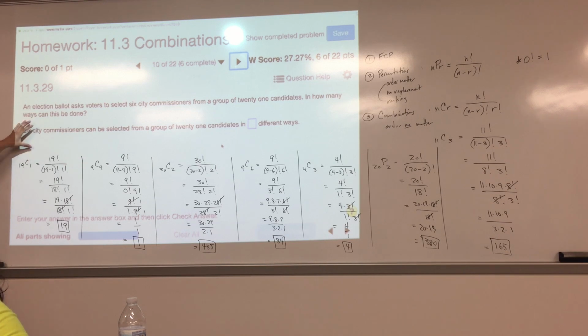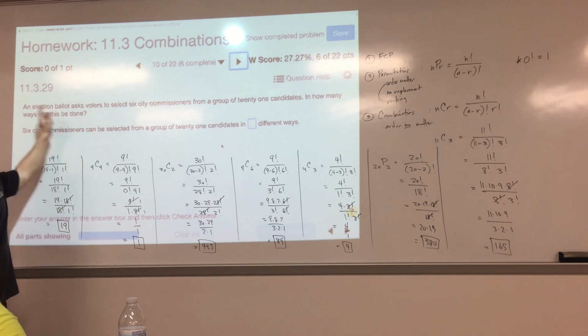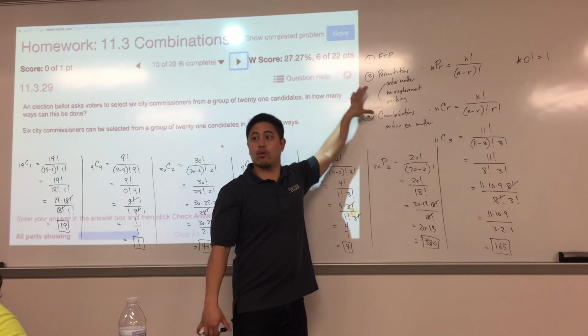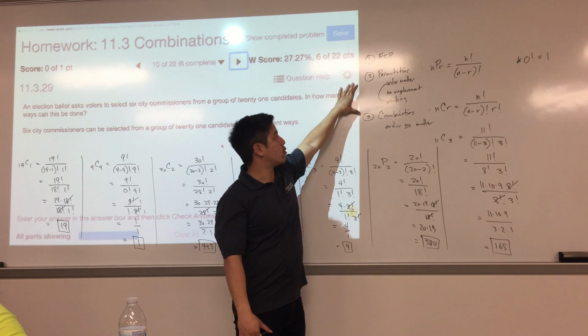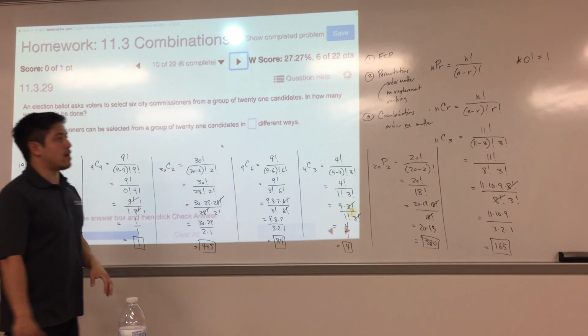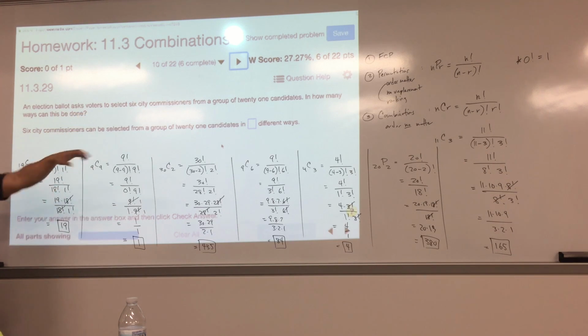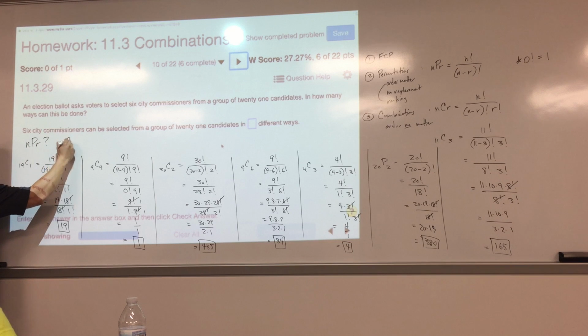An election ballot asks voters to select six city commissioners. Hold on, before I actually keep going. Before you start reading, be already set to look for keywords. Is this a permutation where order matters, ranking, or is it combinations, order doesn't matter? Always look for that. Because when you start a problem, you're always going to start it: am I doing an nPr or am I doing an nCr? The keywords are going to help you differentiate between the two and select the correct one.